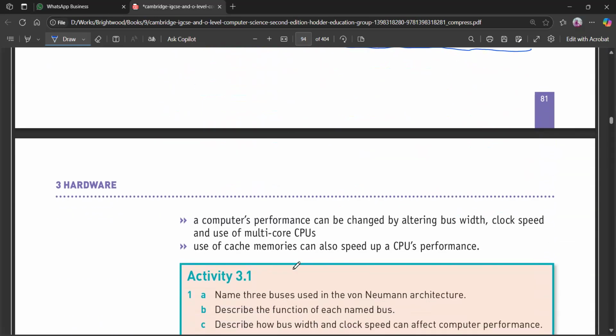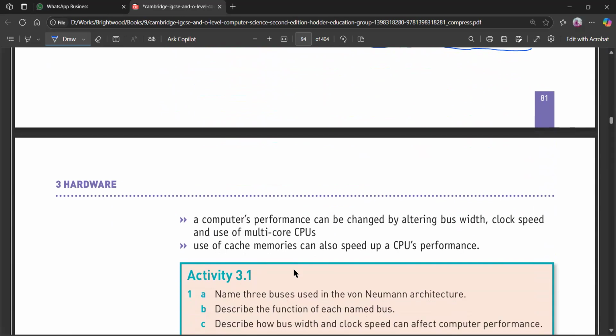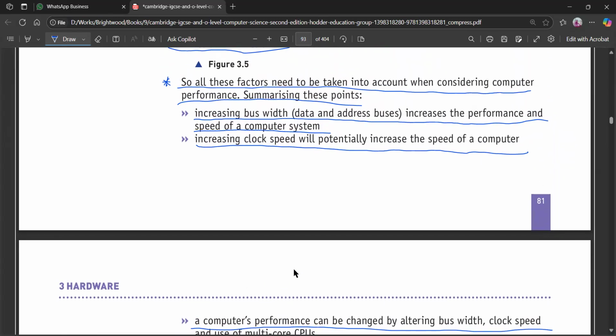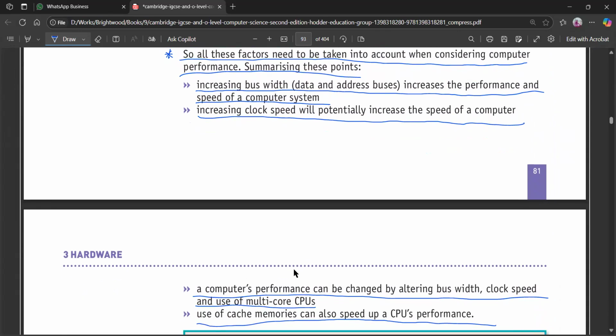So the computer performance can be changed with the bus width, the clock speed, and by using a multi-core CPU. More multi-core can be used. With the multi-core, more channels can be used. The use of cache memory can also speed up CPU performance. Those are the very important things. So these are the factors that should be finalized.